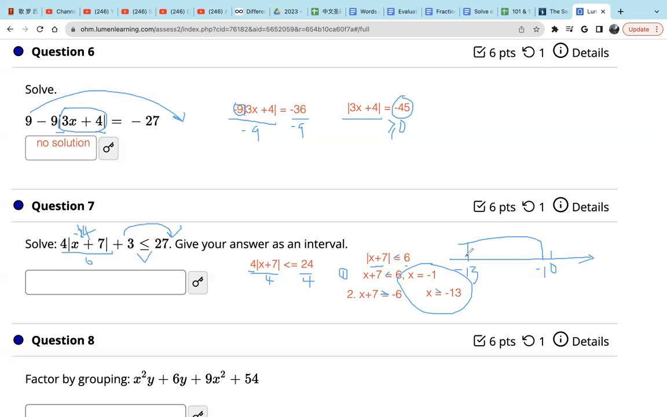Because we have equal sign, we make a solid dot in between of -10 and -13. So we want to use interval notation again. We write as bracket -13 up to -10. Okay, we use bracket because we have the equal, less than or equal sign. So equal sign is included.